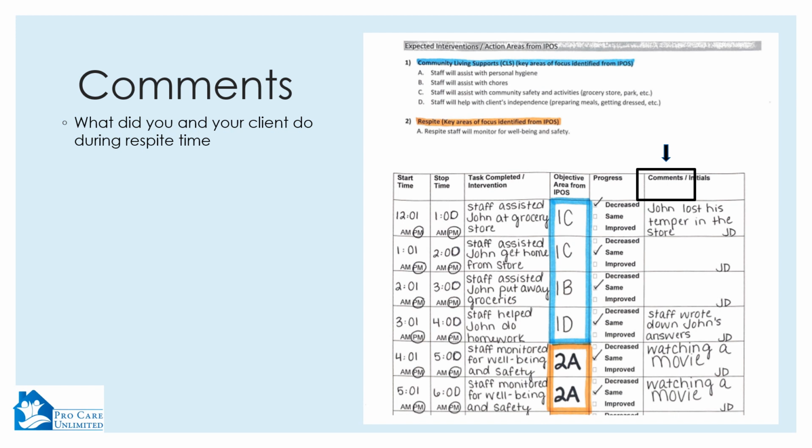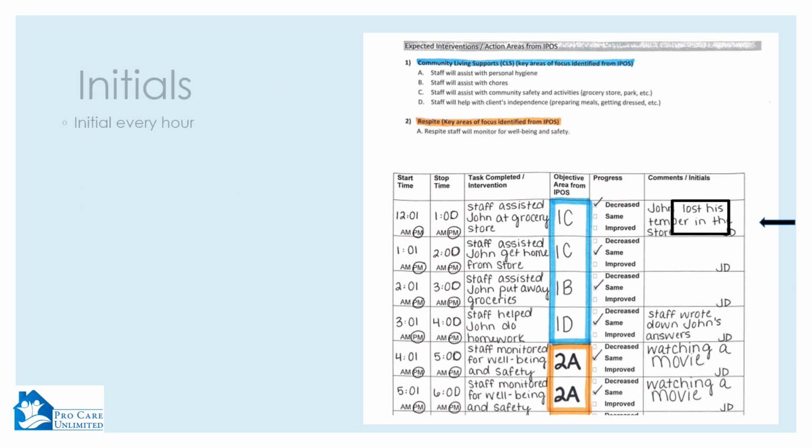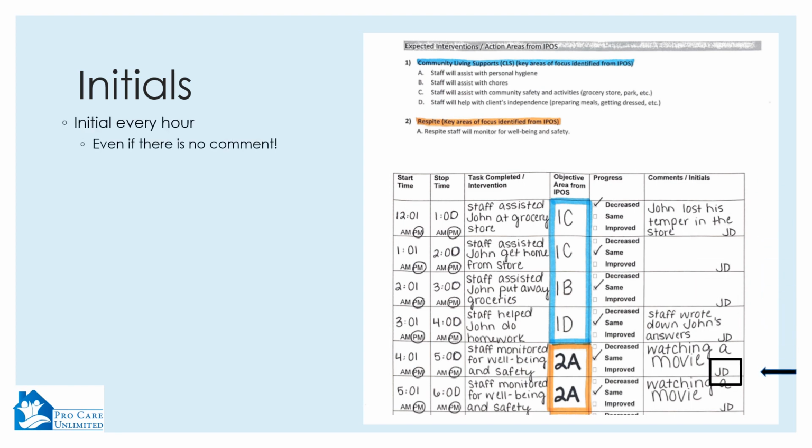Then, we are at the comment section. In this section, you will explain what you and your client did during that respite hour. So, for the comment section, you can put watched a movie. Be sure you fill out more than 50% of the comments for each day. For example, if you worked an 8-hour shift, there still needs to be at least 5 comments for that day. After this, initial every hour worked, just like for CLS, even if there's no comment.